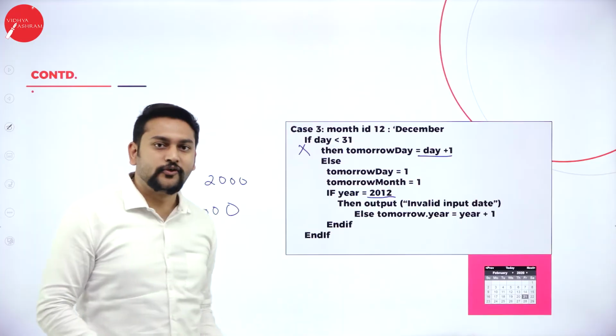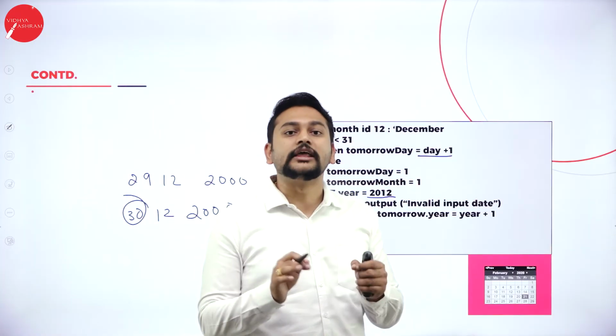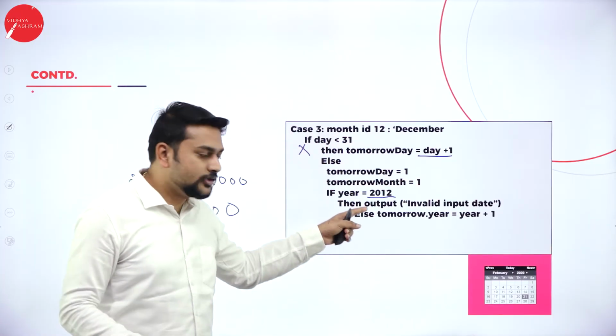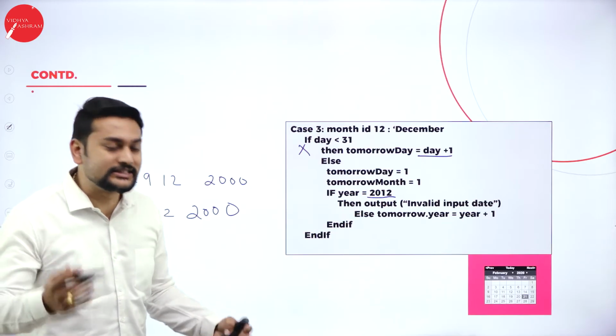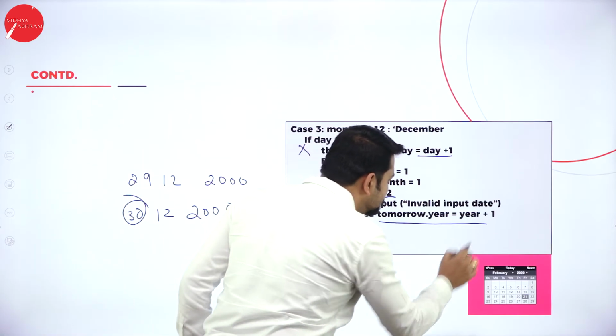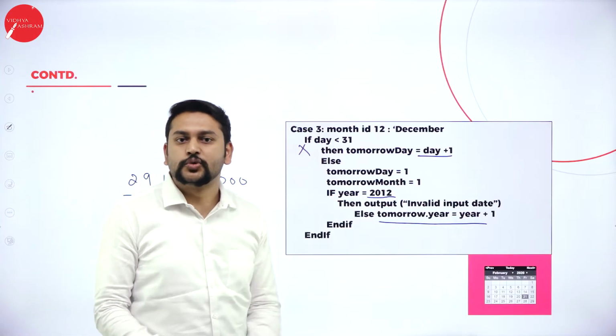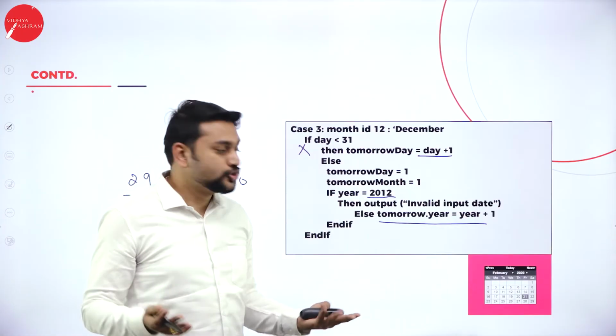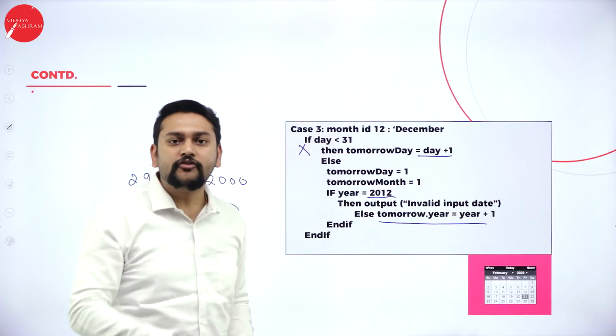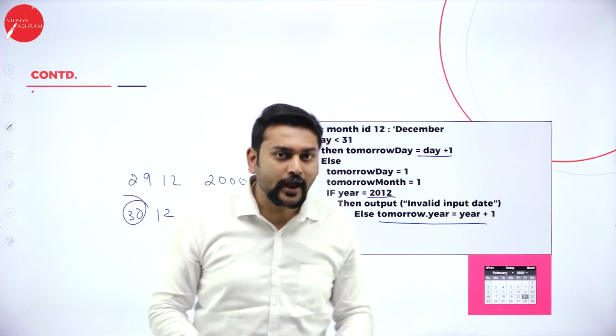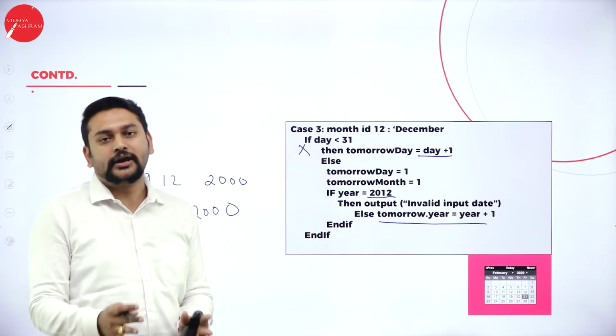You have to do it. What is that you will do? If year is greater than or equal to 2012, then you should say that it is invalid. Else, you have to apply this. What is this? Tomorrow year is equal to year plus 1. You will just increment 1 year. That's it. So this condition I cannot have in all the cases. That's why I've taken this case separately.